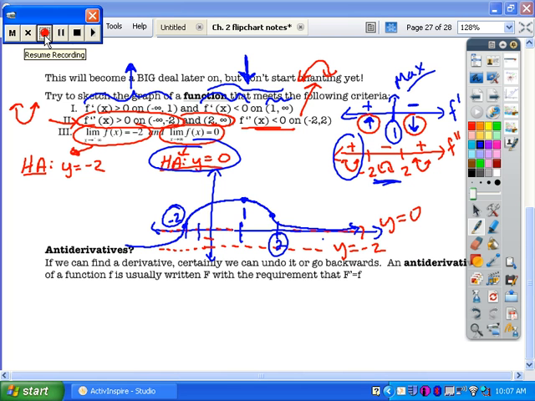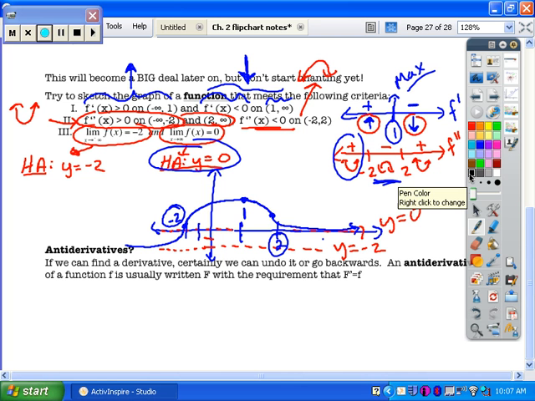Questions? The one thing on the bottom, just to address it a little bit, they talk about what an antiderivative is. If we can find a derivative, certainly we can undo it or go backwards. An antiderivative of a function is usually written with a capital F, with the requirement that the derivative of the antiderivative is the original function. This doesn't come up until later on in calculus where we start talking about antiderivatives, but basically the idea is this.